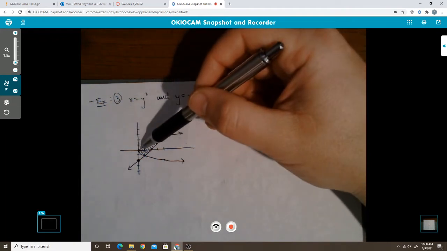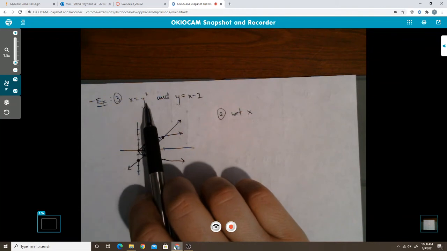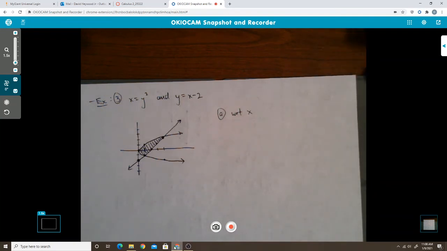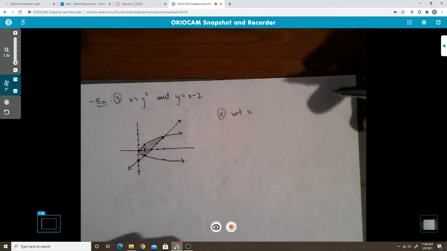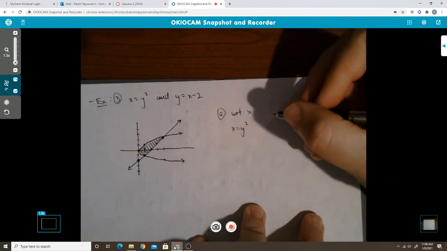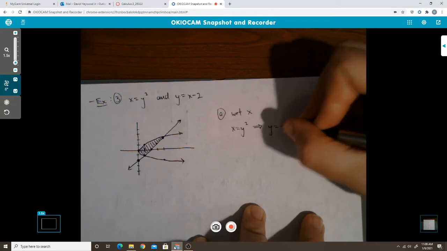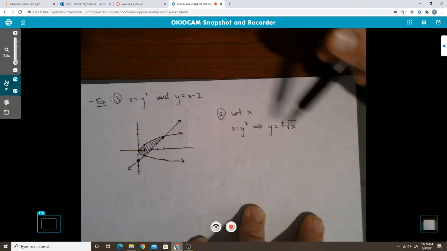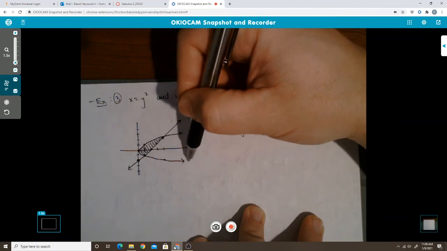In order to integrate with respect to x, I'm going to need to rewrite this parabola. I'm going to need to solve for y so that I'm getting the function in terms of x, right? And I think when I do that, I'll have a clearer idea of what's going on. So let's see. If x equals y squared, then to solve for y, I would take the square root of both sides. And so I'm going to get y equals plus or minus square root of x. The positive square root of x is the top half of the graph, and the negative square root of x is the bottom half of the graph.